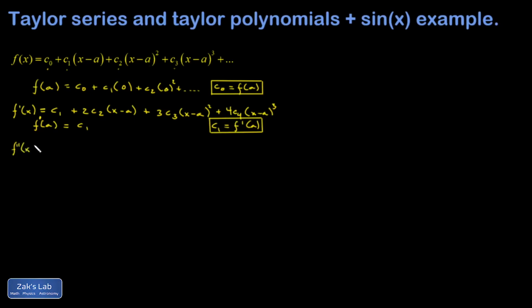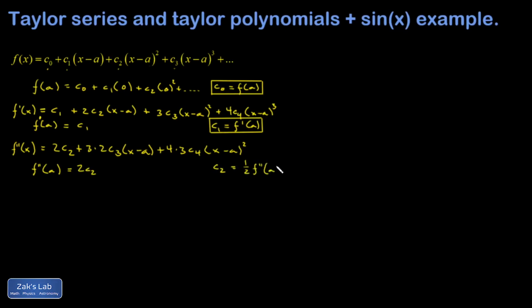And we continue. I think I can get access to c2 by taking another derivative. That gives me 2c2 plus 3 times 2c3 times x minus a plus 4 times 3c4 times x minus a squared. And when I evaluate f double prime at x equals a, all the x minus a containing terms are going to vanish, leaving me with 2c2. And I get that c2 is equal to 1/2 f double prime of a.